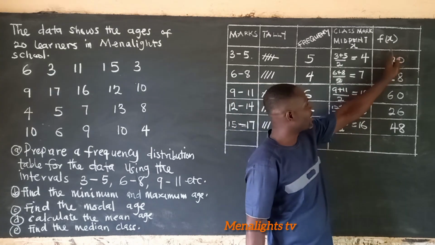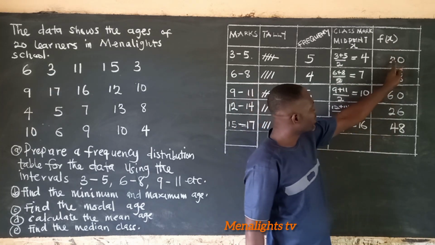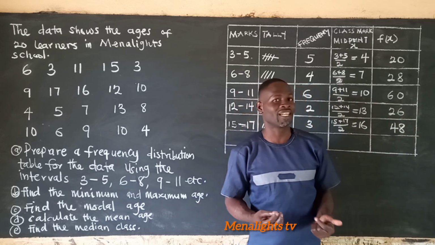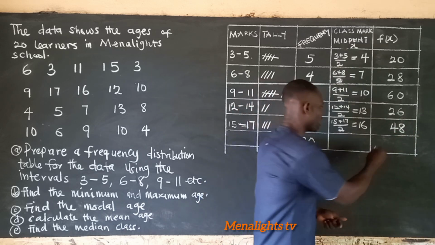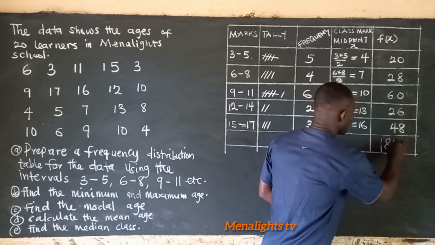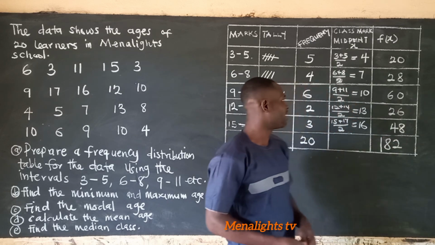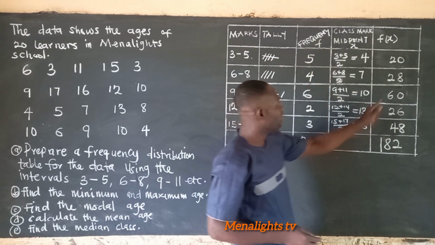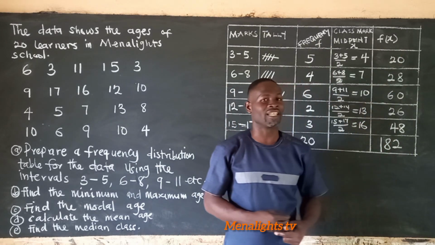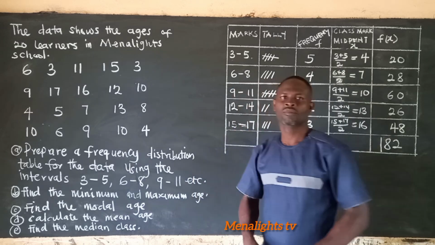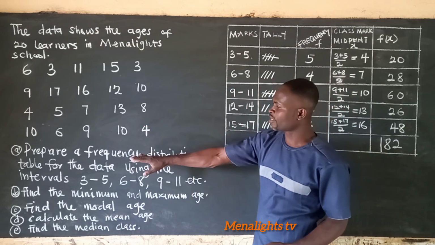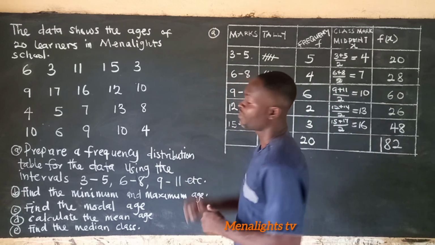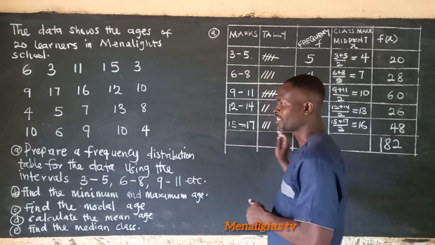So here we find the summation of this. So where you have the 20, 28, 60, 26, and 48, we are going to get 182. So we have 182 here, which is the summation of fx. So the summation f, which is the frequency here, is 20, and then the fx is what? 182. So here we are done with the first part, which is prepare a frequency distribution table. So this is our aim, is to prepare a frequency distribution table, and we have done it nicely.